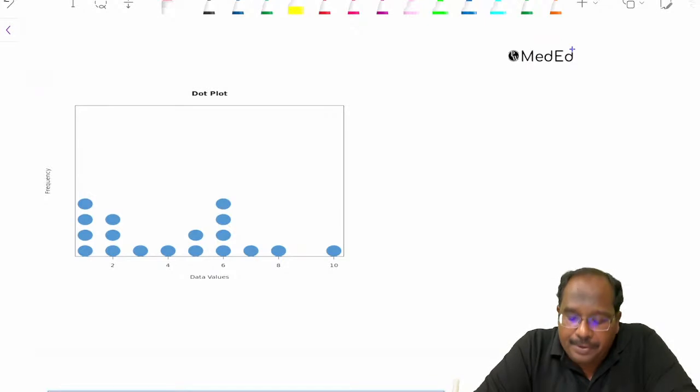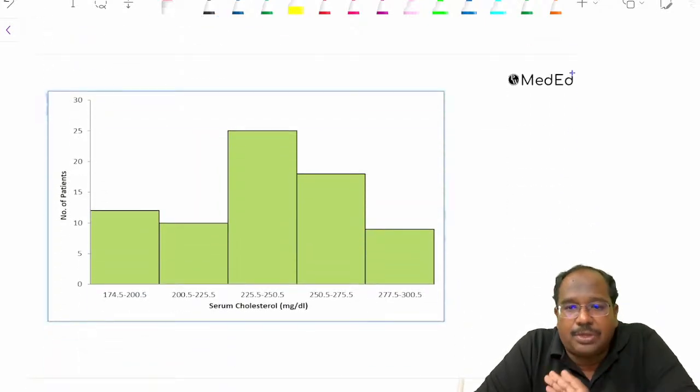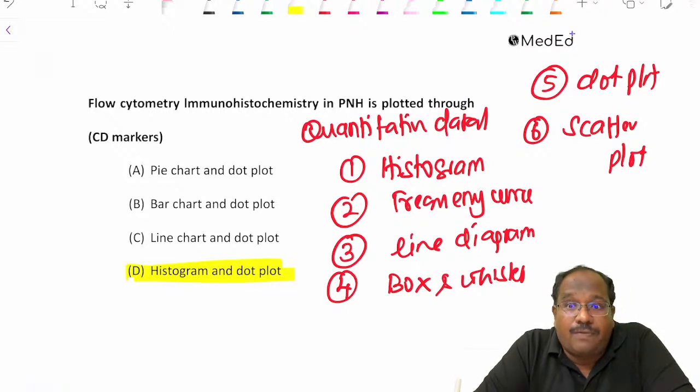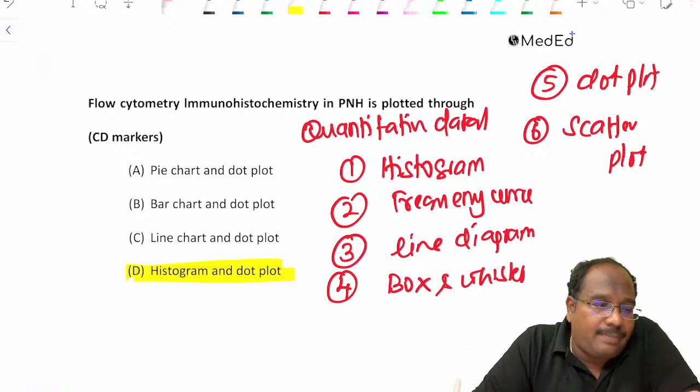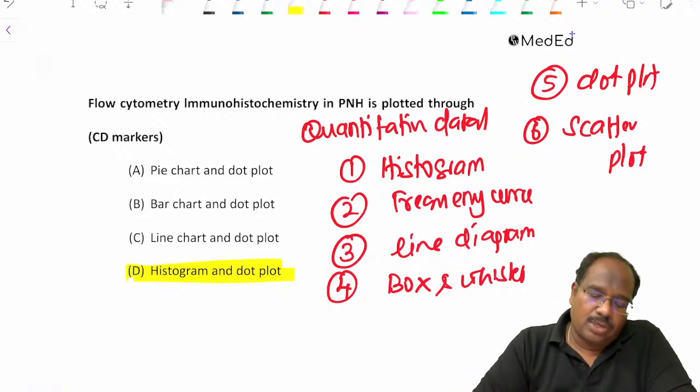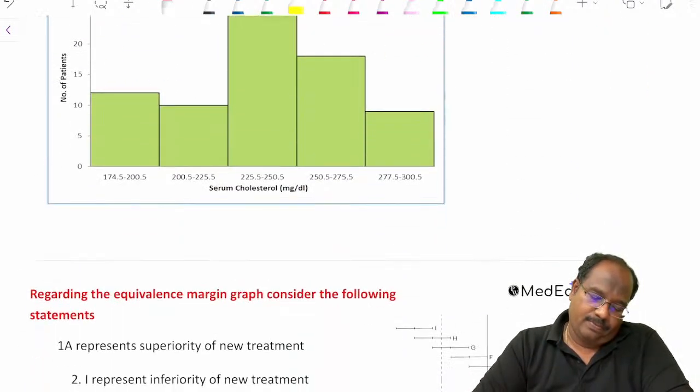Quantitative data you can use it. This is a histogram. The line diagram option was there, but a line diagram is more for when time is there. If time is there, we can go for a line trend of the event over a period of time. Otherwise, histogram and dot plot will be the answer.